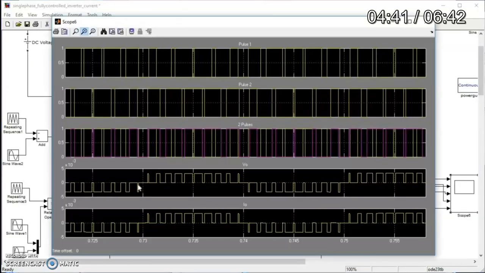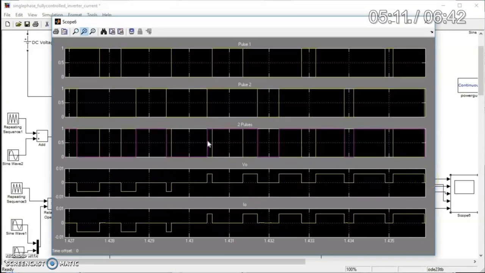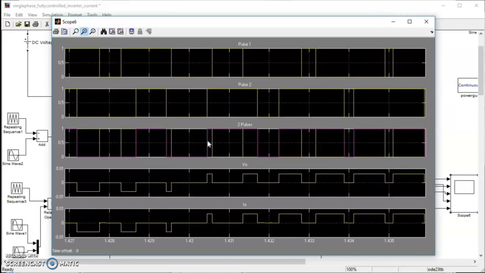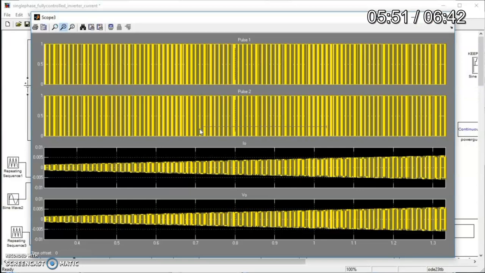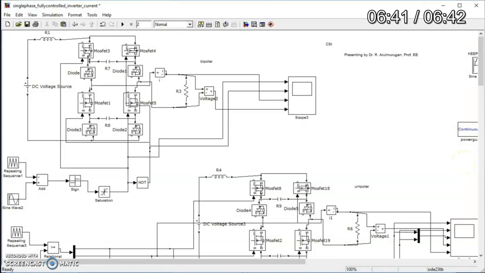Here a unipolar type of waveform is produced. This is bipolar, so a bipolar waveform is produced. That's all about the current source inverter.